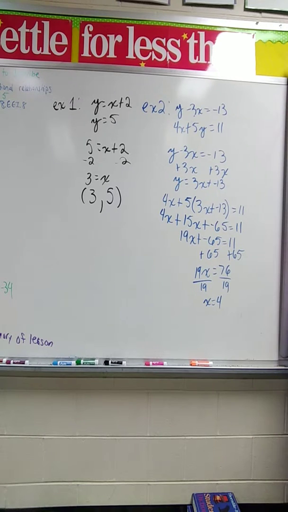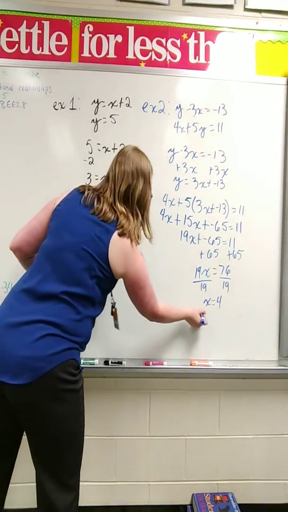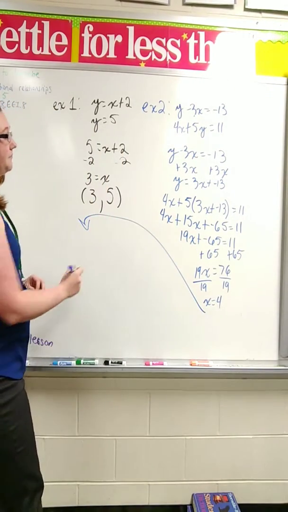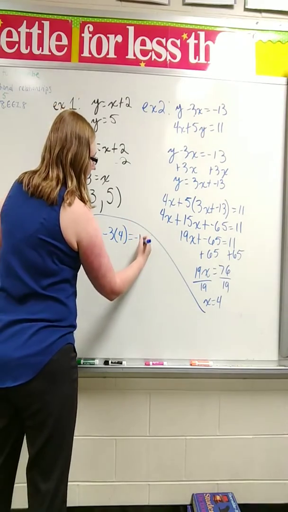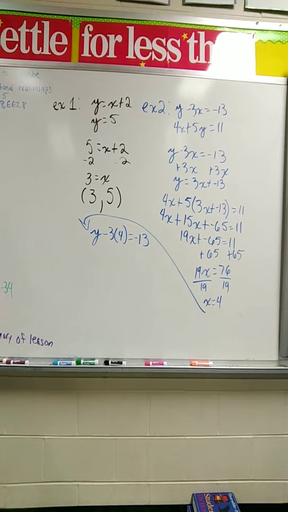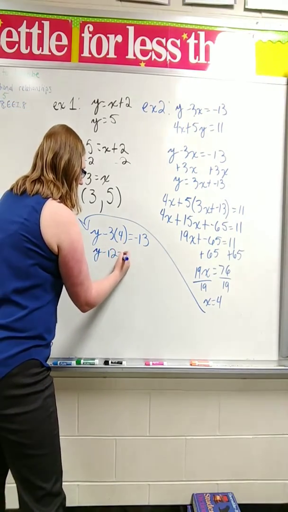Second part's easier. Ready? Okay. Because my y is already by itself in my first equation, I'm going to substitute this x into my first equation to solve for y. Ready? Okay. Y minus 3 times 4 equals negative 13. What do I do? 3 times 4. And what is 3 times 4? 12. So y minus 12 equals negative 13.